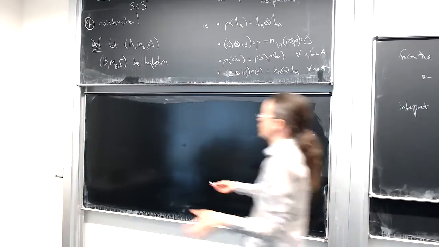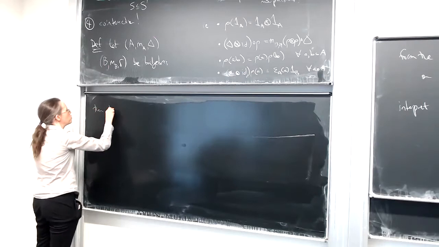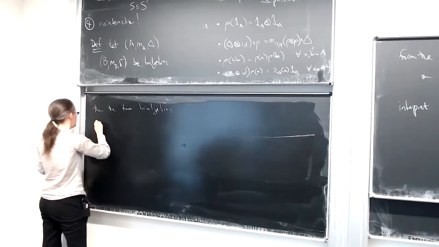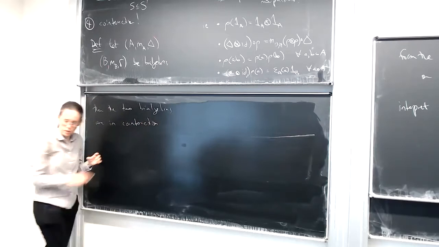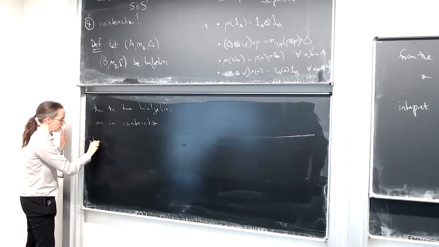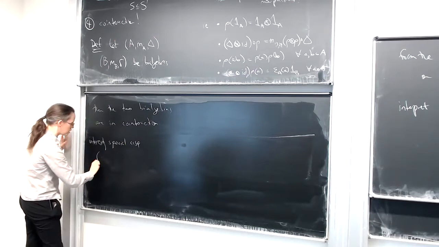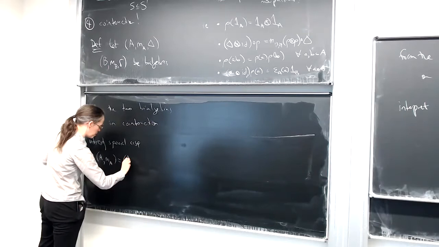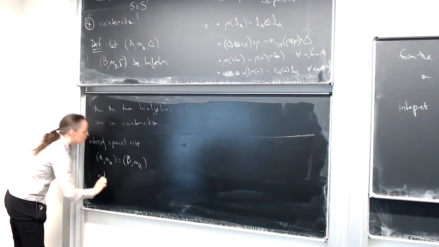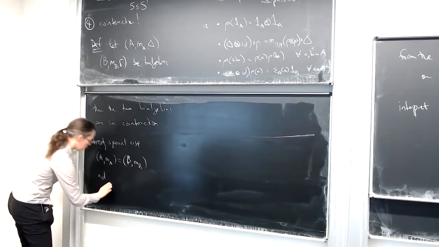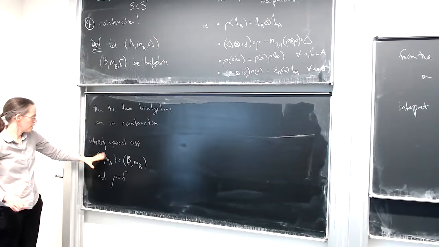Okay, so let's finish the sentence. Then the bi-algebras are in co-interaction. An interesting special case is when the multiplicative side, the algebra sides, are the same. Well, in that case, I can just use delta as rho. And with a few caveats, we're going to be thinking in that context.